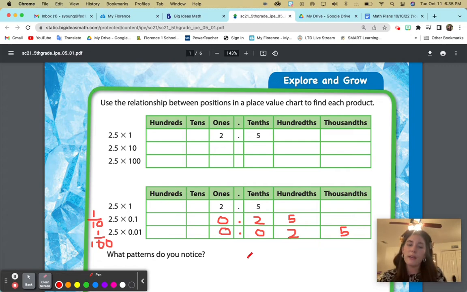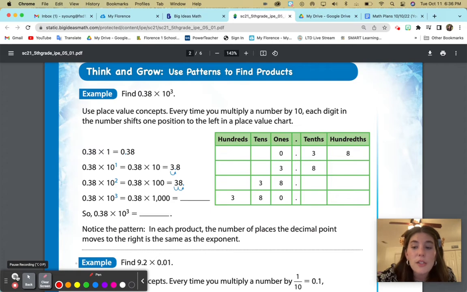Now, here's what I'd like for us to evaluate. Now that you have your tables filled in, take a second to think about what patterns you are noticing from our top chart versus our bottom chart. I want you to take some time to reflect on this. All right, friends, go ahead and turn your page to the next page so we can look at Think and Grow. After you have reflected on that question, we're going to go ahead and look at Think and Grow.